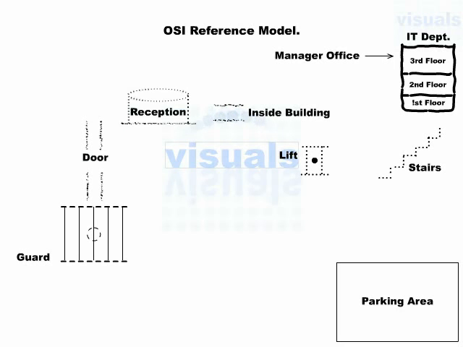Here he has two options for going to the third floor. Now he can go through the lift or the stairs. Do remember this point: he chooses the stairs so that he can get some exercise or something like that. Now in step 6, he is on the third floor and he enters the manager's office. In step 7, the person hands over a letter to the manager.